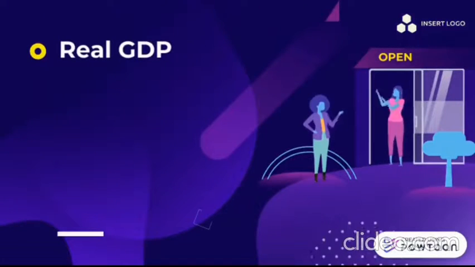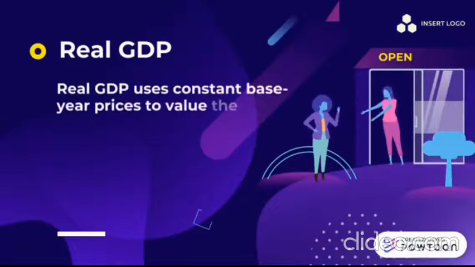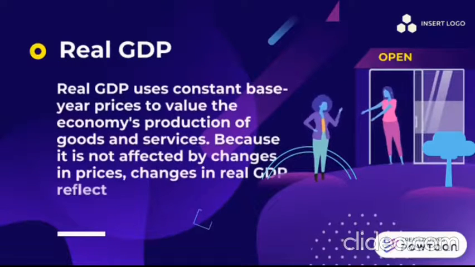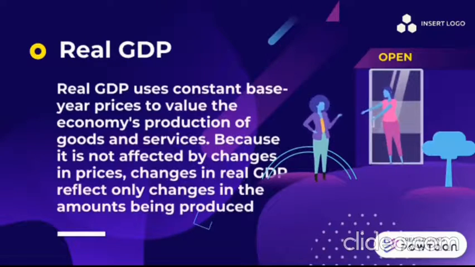Real GDP. Real GDP uses constant base prices to value the economy's production of goods and services. Because it is not affected by change in price, change in real GDP reflects only change in the amounts being produced.